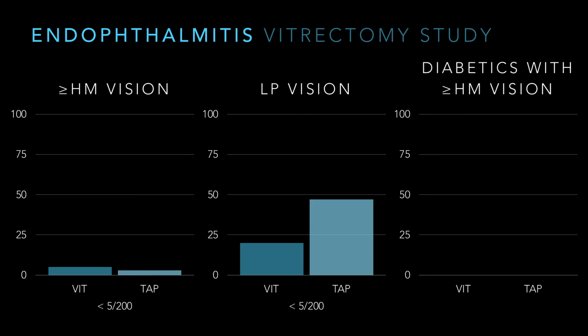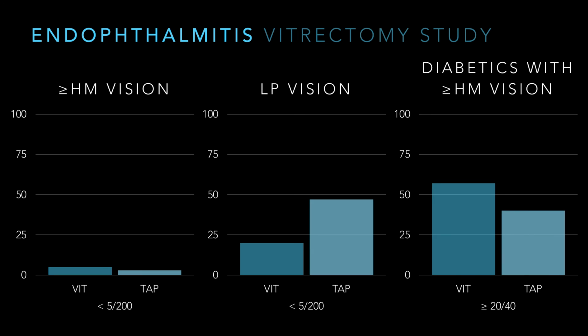Okay, now this is not minutia. You might think of it that way, but this is kind of fun for retina people. If you're diabetic and you had LP vision, you did much better with a vitrectomy just like everybody else. If you had better than hand motion vision, you did better with vitrectomy than the TAP group as well. So that's why you'll hear me ask on the phone, if you ever, God forbid, have an endophthalmitis, is the patient diabetic? Because I'm much more likely to do a vitrectomy on them regardless of their presenting vision, if I can.